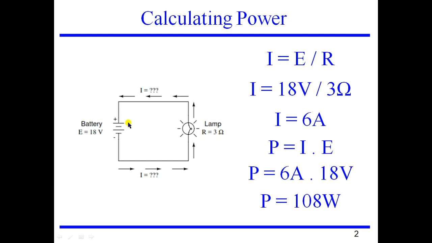In this particular circuit, I've considered my battery to be the source of voltage, and it is supplying 18 volts, and my lamp is an incandescent lamp over here which has a resistance of 3 ohms. I am unaware of the current, and I'm going to find that. From that value of current, I'm going to find the value of power. So to find the power, I need to know the value of voltage and current. Voltage is known, current is to be found.